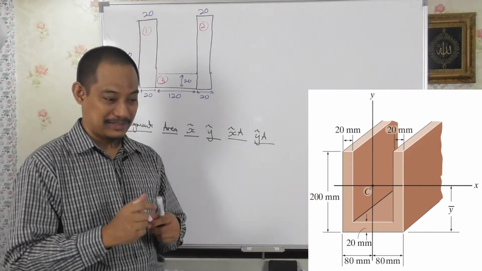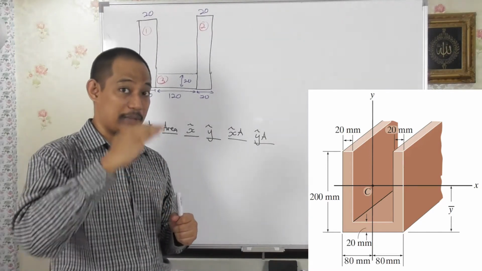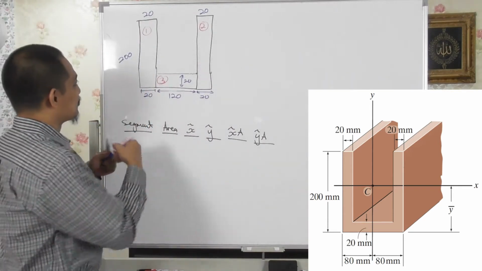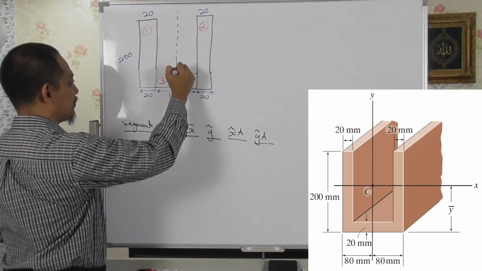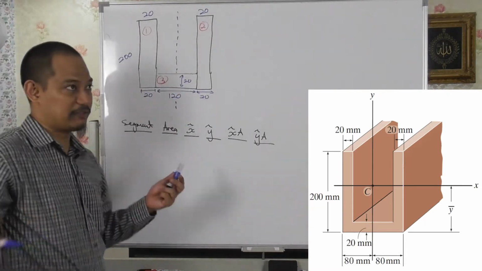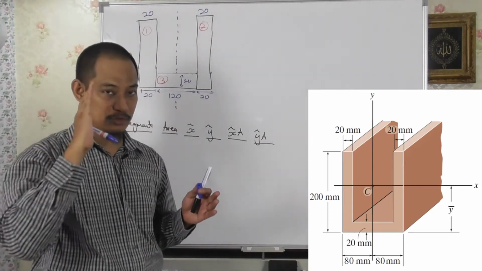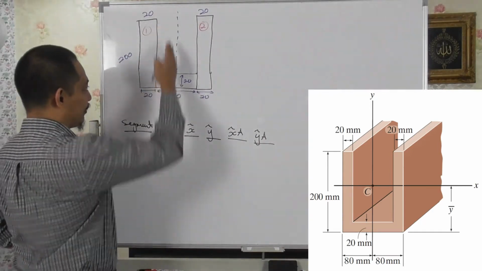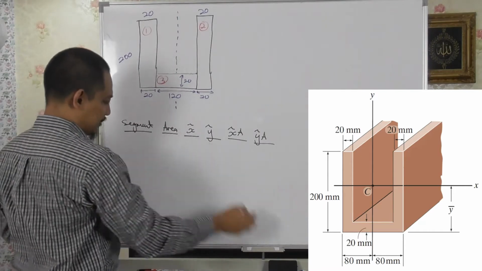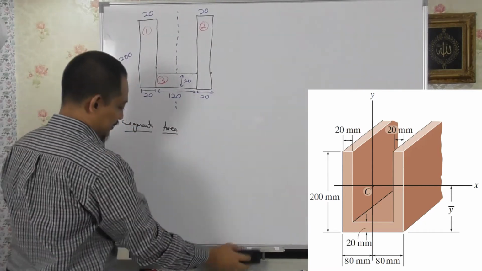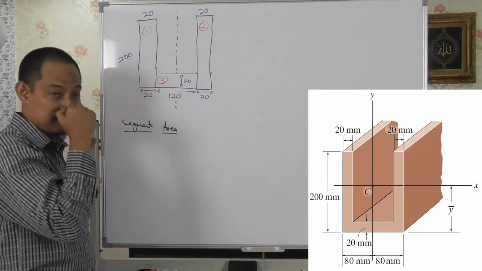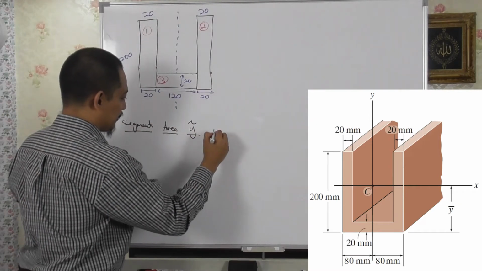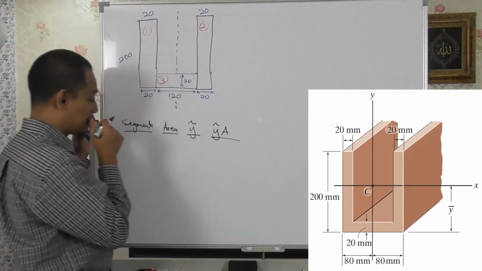The question, if you realize, only asks for y bar. Why is that? Because the section is symmetric about this line. So obviously when it is symmetric, the centroid is on the symmetric line. It is here, we just do not know where along this line. So in terms of x, we do not need it, and we go straight away for y wave and y wave A.